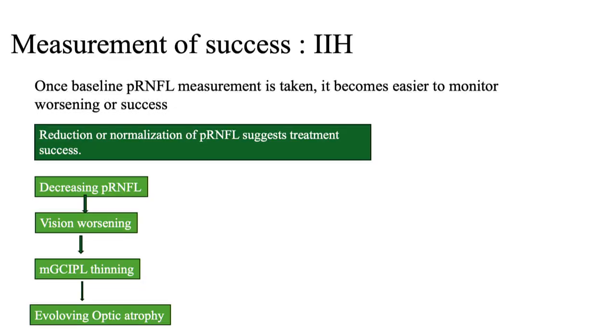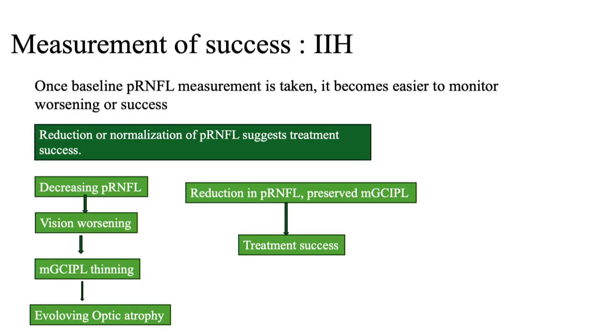So how does OCT help in measurement of success? Once you have a baseline peripapillary RNFL measurement, it becomes easier to monitor worsening or success. Reduction or normalization of the peripapillary RNFL thickness suggests treatment success, but not always. You should also look at the ganglion cell thickness. When you have a decreasing peripapillary RNFL thickness along with vision worsening, you look at the macular ganglion cell layer thickness. If you have a thinning of the macular ganglion cell layer as well, it is not just a reduction of the edema. The next thing is, when you have a reduction in RNFL thickness along with preservation of the macular ganglion cell thickness, it indicates a treatment success.